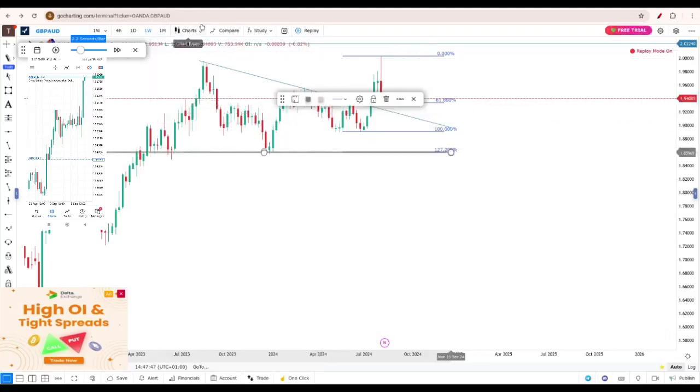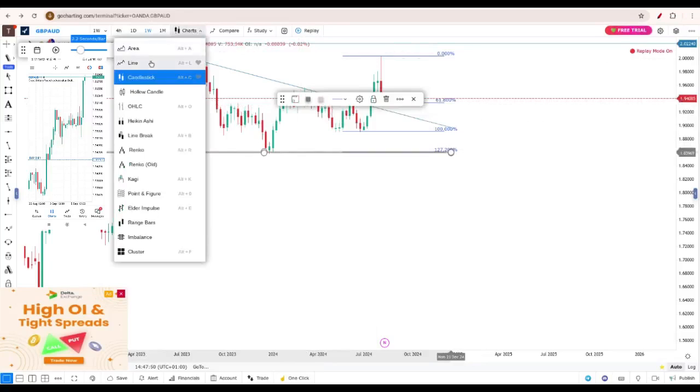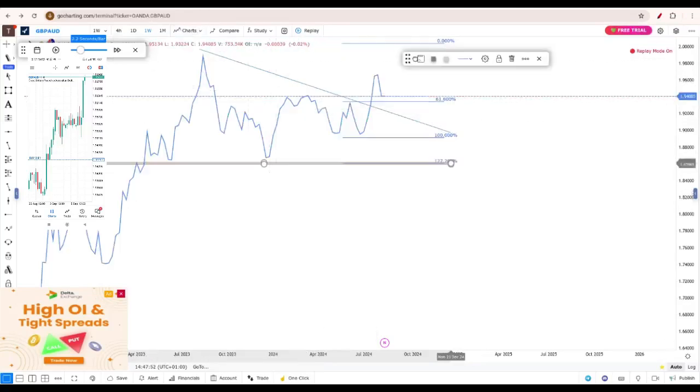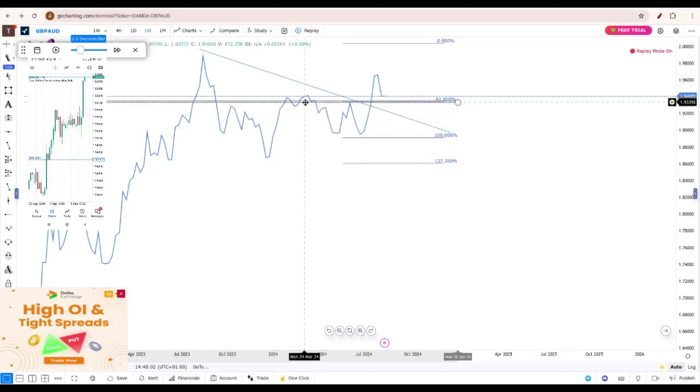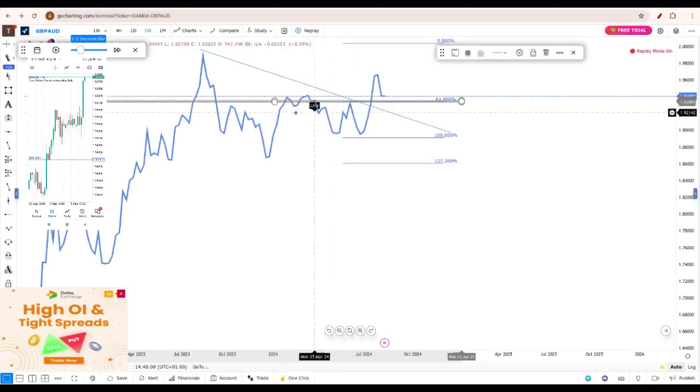How do I get that? Let me go to the line chart so you will be able to understand better. As you can see here, this is a key zone. You can see 1, 2, 3. So this level is very important. So I'll now move my zone to this level. So this is where I'm looking at now to enter a trade.